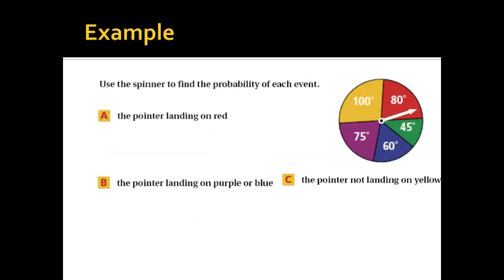All right, the next example. Use the spinner to find the probability of each event: the pointer landing on red, the pointer landing on purple or blue, and the pointer not landing on yellow. So we'll take these one at a time.